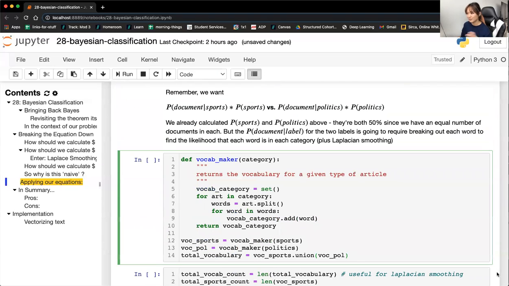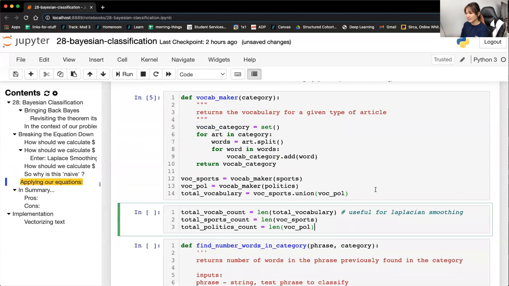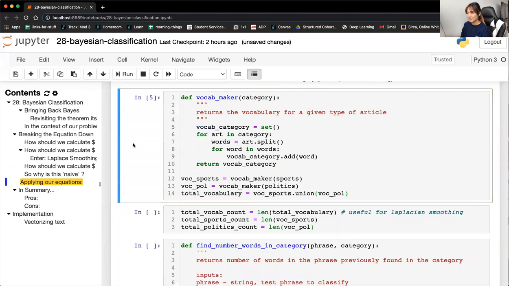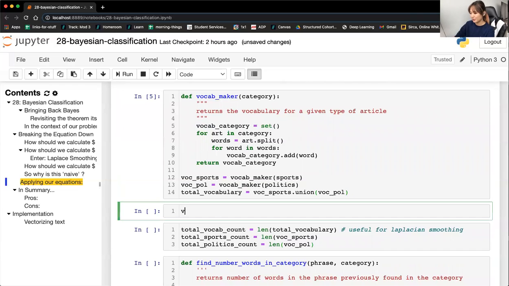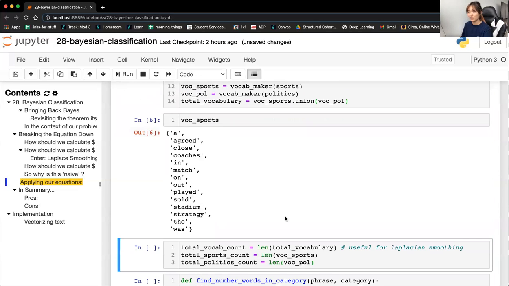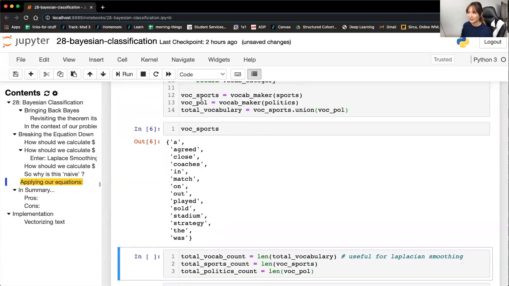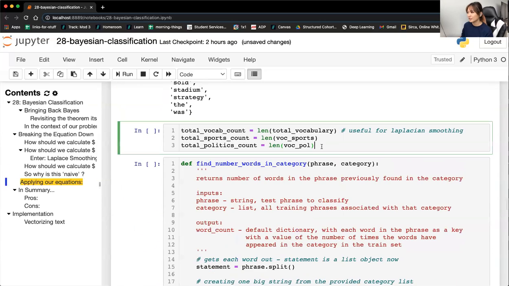What I'm doing here is creating a vocab maker that creates basically the set of words that appear in each category. So here you can see, for example, vocab of sports is just a set of all the words that appear in sports, and same for politics. And I also have one version that is the total. So here I'm also setting the counts, and these are going to be used for our Laplace smoothing.